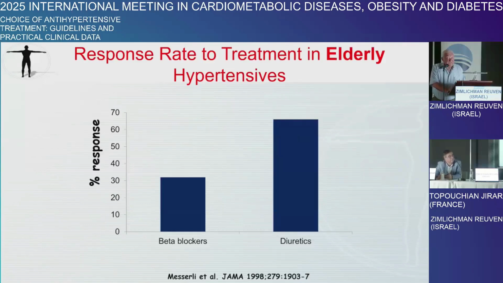Now, we have different response according to age groups. So we can see that in elderly hypertensives, beta blockers are of minimal effect. However, diuretics are more than doubled in effect of blood pressure reduction. So in the elderly, diuretics are preferred. Beta blockers, we use them only if there is a concomitant disease like heart disease, ischemic heart disease, etc. So this is also a good hint what to give in an elderly patient.